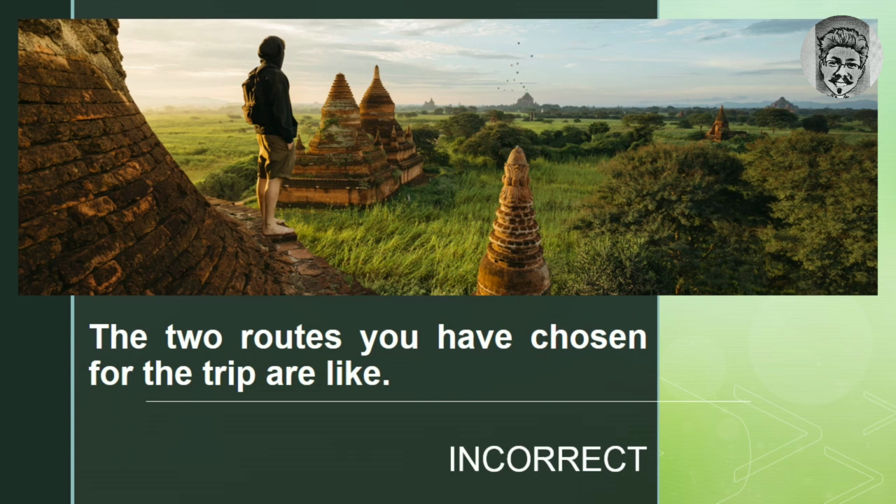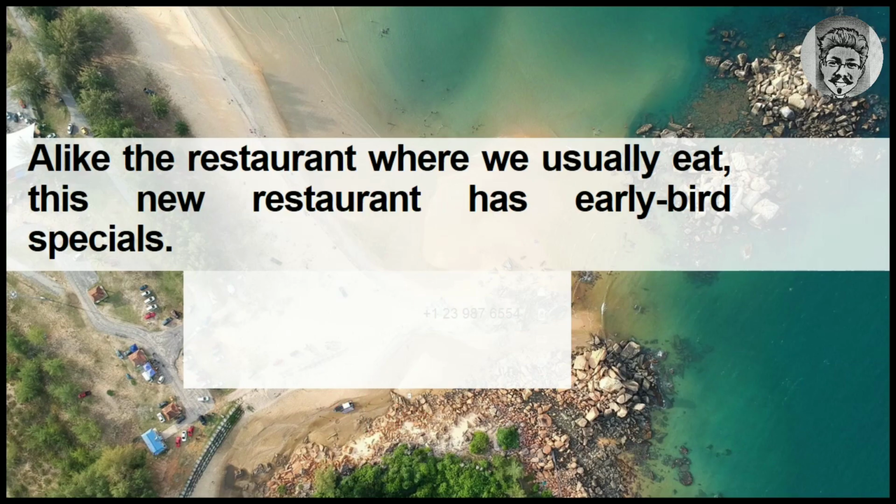Do you still remember elemen yang ditulis setelah to be dan bersifat adjective? Alike apa like? Exactly. It is alike. Tadi sudah dijelaskan bahwa adjective yang ditulis setelah to be adalah alike. So, this sentence should be the 2 routes you have chosen for the trip are alike. Nah, itu baru benar.